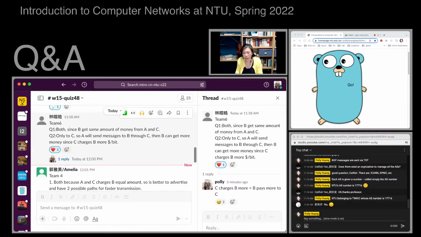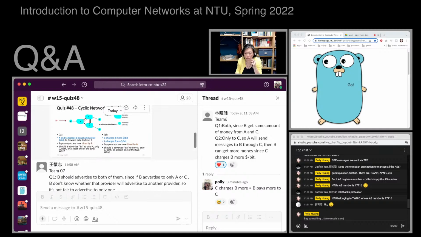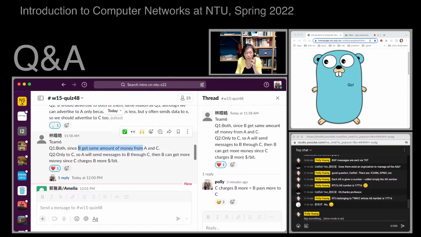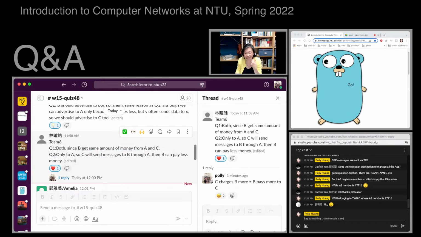And let's see, Team 6 says B to both because B gets same amount of money from A and C. Okay, so maybe I was not clear. I actually meant that B pays A, B pays C because A and C charge B. That means money flows from B, out of B's pocket to A and C's pocket. Yeah. So for Q1, I guess you guys will say, hey, it doesn't matter. For Q2, only to A.